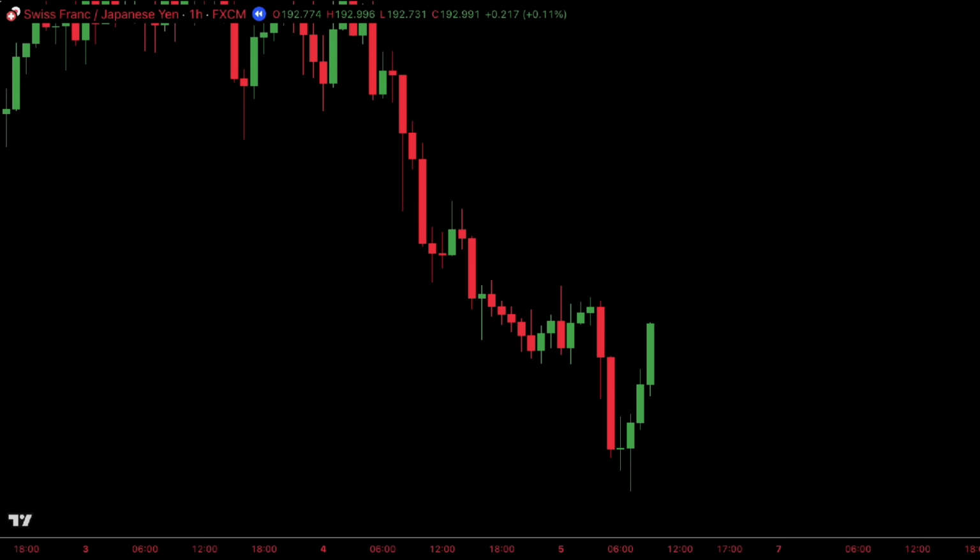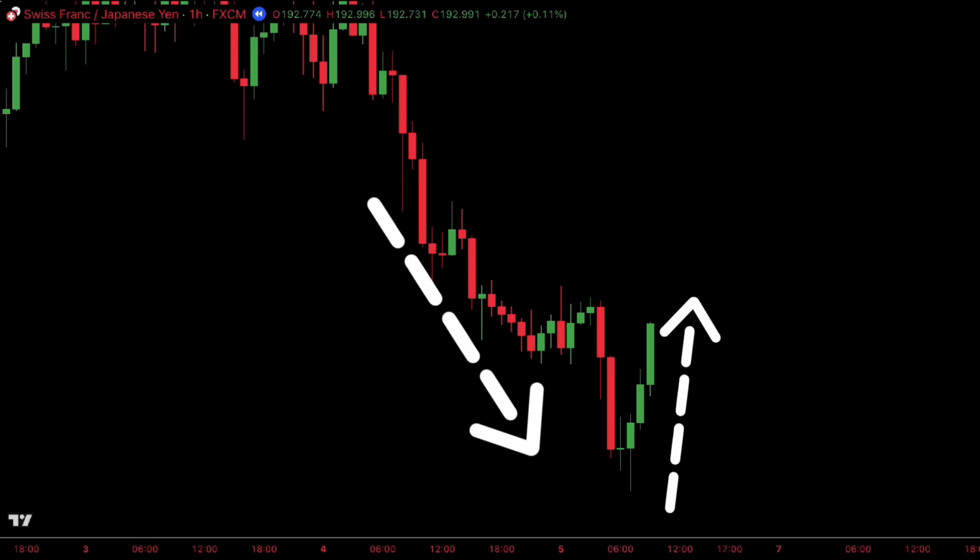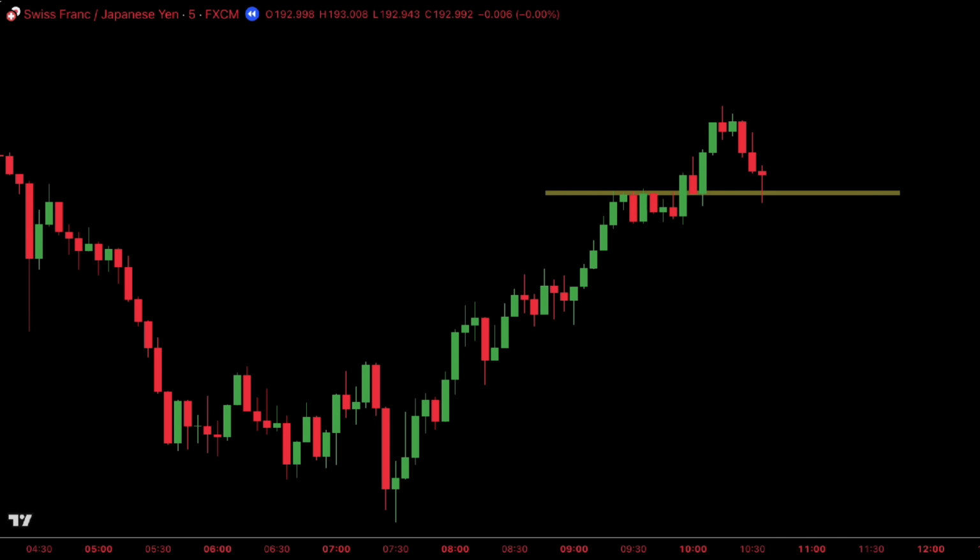As you can see, the market was previously in a downtrend, and then it shifted into a strong uptrend, clearly indicating a trend reversal. This higher time frame confirmation supports our trade setup on the 5-minute time frame. Now let's go back to the 5-minute chart.